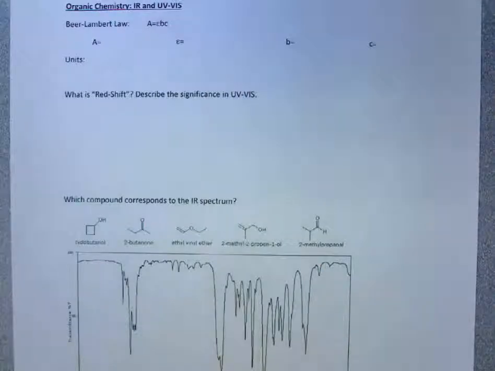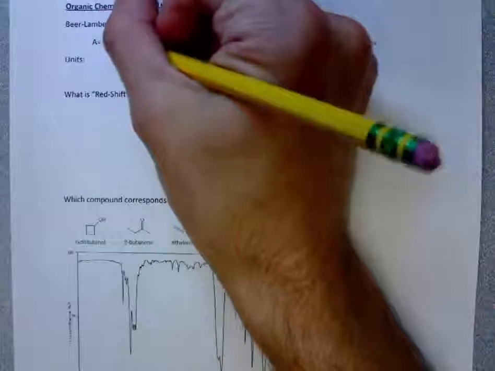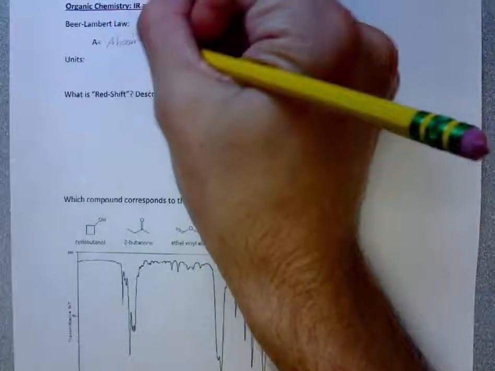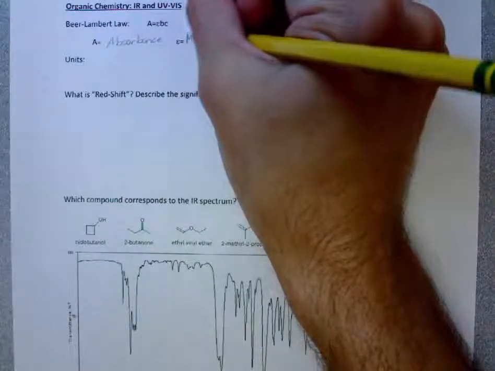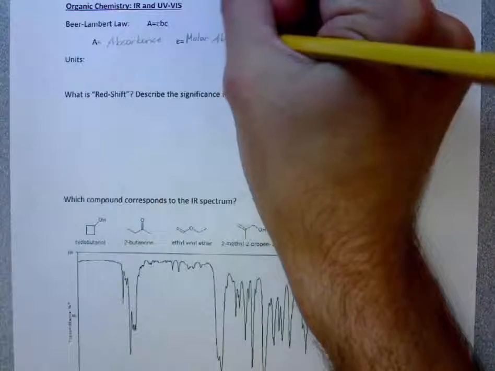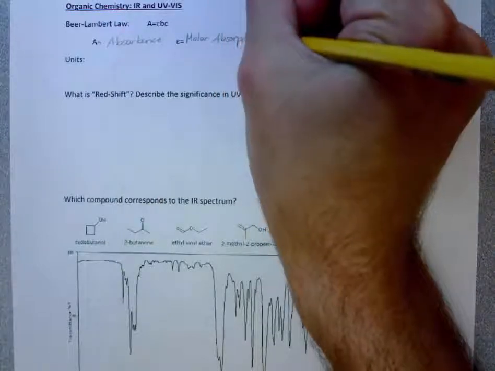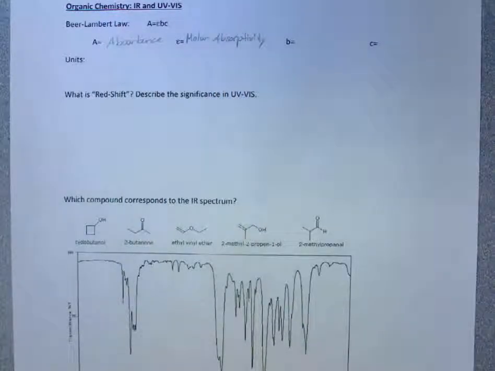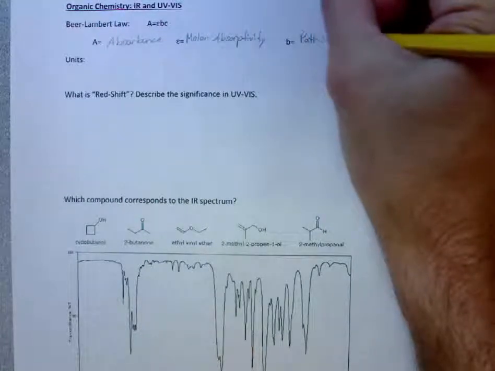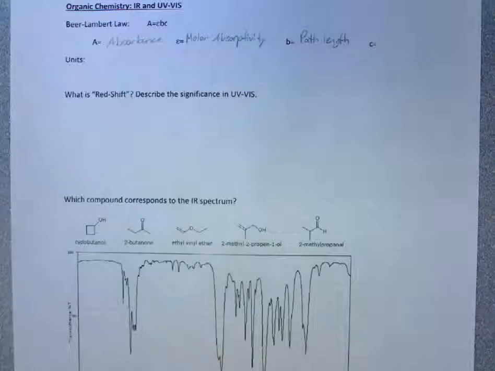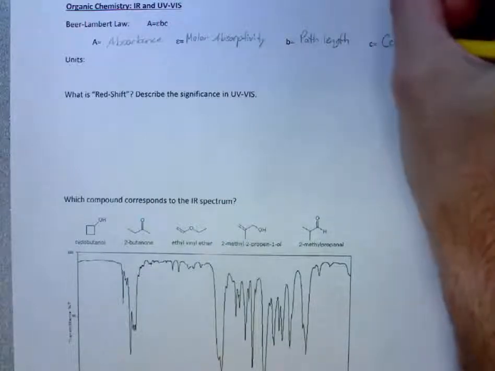There are four variables. The first variable is going to be absorbance. The second variable is going to be the molar absorptivity. B is going to be the path length. And C is going to be concentration.